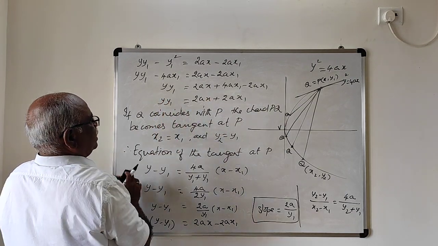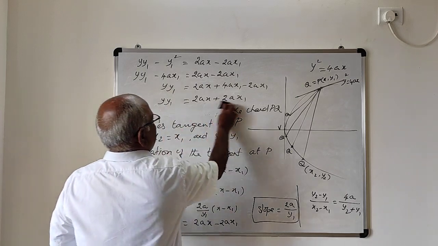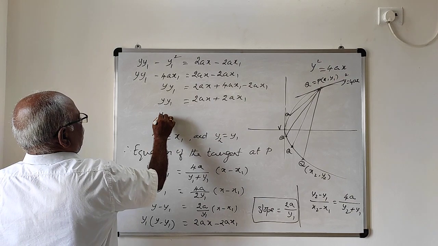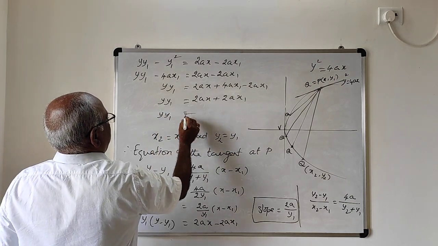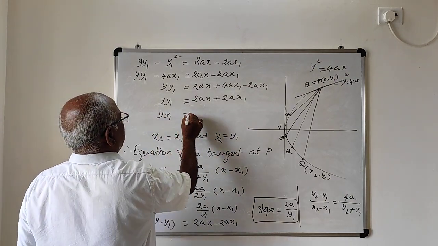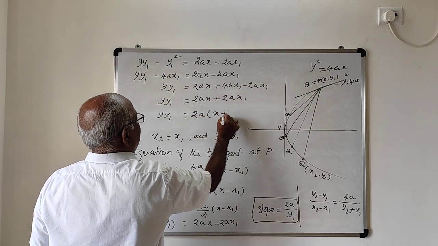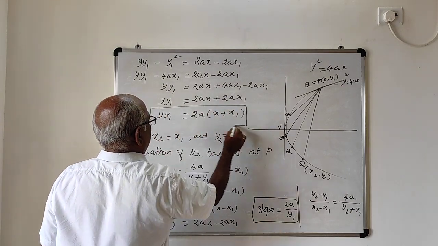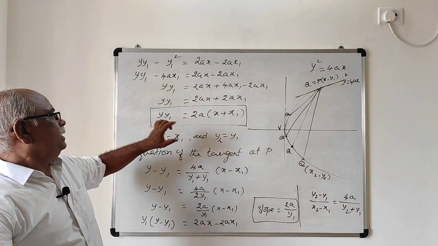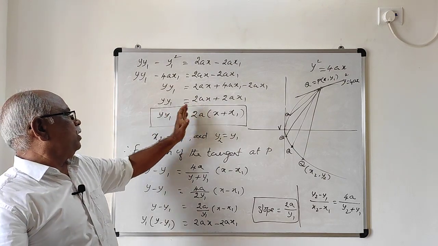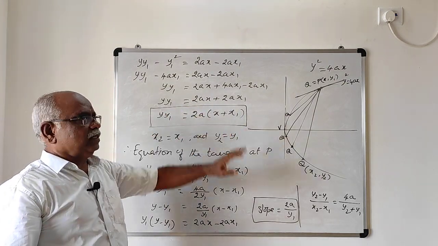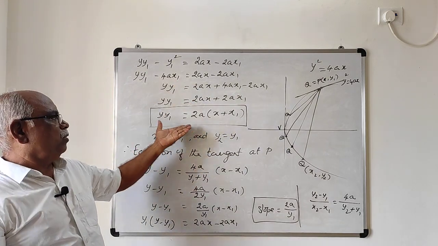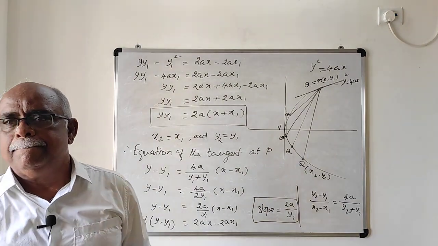If you take 2a as a common term, you will get the equation of the tangent at P. That is, y1 y equal to 2a into (x plus x1). This is the equation of the tangent at (x1, y1) to the parabola y square equal to 4ax.